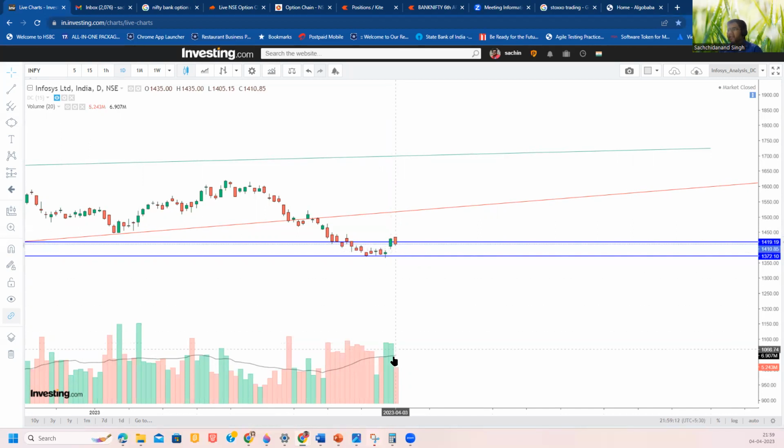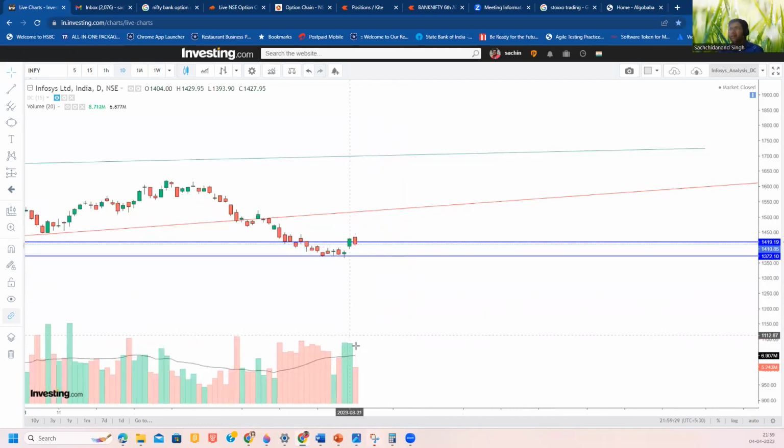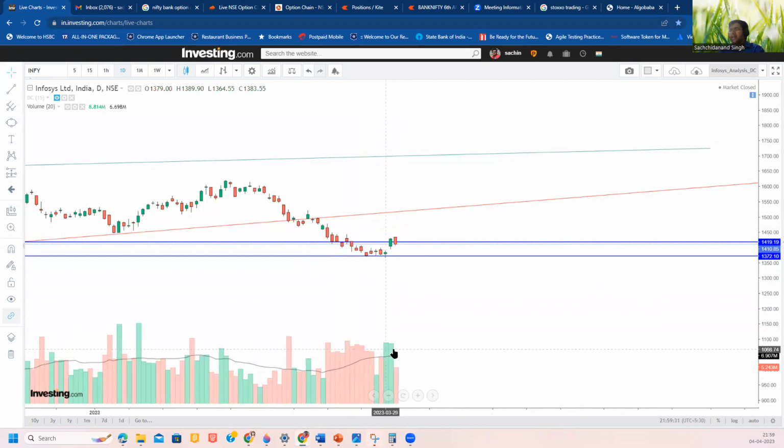And the color of these bars doesn't matter. It simply takes the color of the candle. If the candle is red, it shows in red, and if the candle is green, it shows green. So it doesn't matter whether it is red or green. The main important thing to understand is what it represents. It represents the number of stocks purchased or sold in that particular time frame.